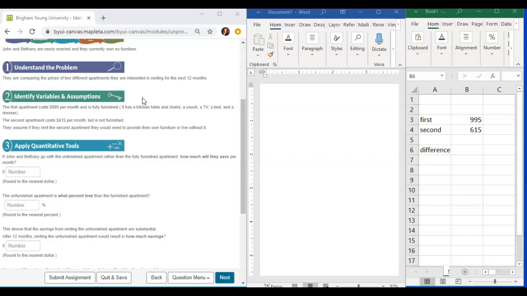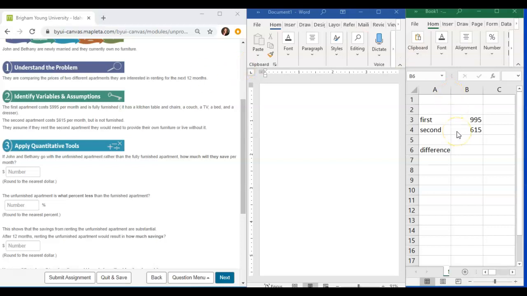The second apartment costs $615 per month, but is not furnished. They assume if they rent the second apartment, they would need to provide their own furniture or live without it. Step 3. If John and Bethany go with the unfurnished apartment rather than the fully furnished apartment, how much will they save per month?